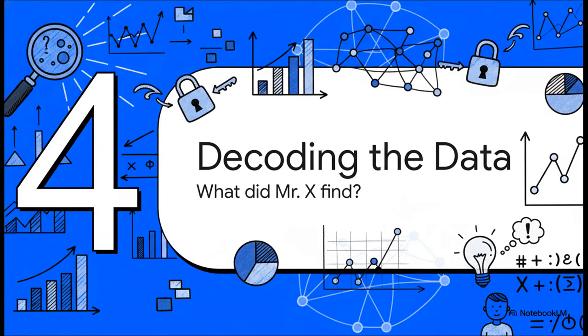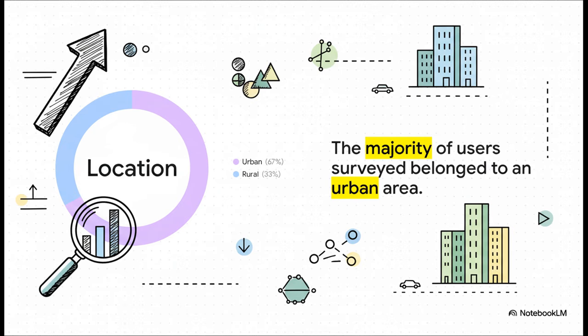Okay, so Mr. X has done his survey. He's collected all the answers from 100 families, and now for the most exciting part. All those answers are like a secret code. We're now at steps 4 and 5, organizing and analyzing the data to crack the code. Let's see what amazing things Mr. X discovered.